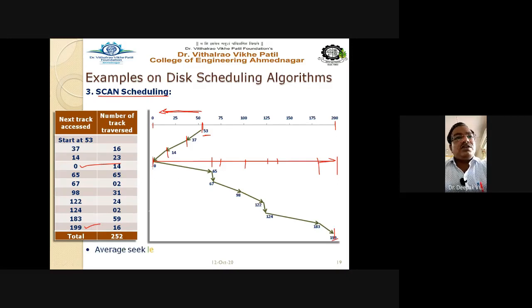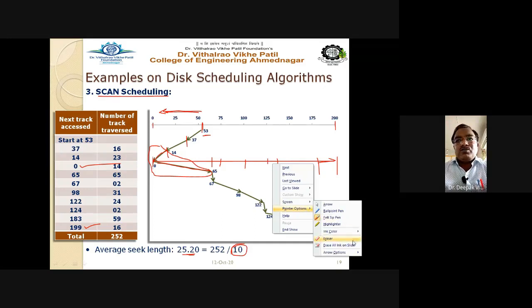So see here, total seek length is 252 divided by total requests, which are now, instead of 8, 10, because total requests are now becoming 10 here. So this distance, 14 to 0 and 0 to 15, is added extra here. And from 183 to 199, this much distance is also added extra here, right? Because this is the scan logic, this is the logic of the scan algorithm.